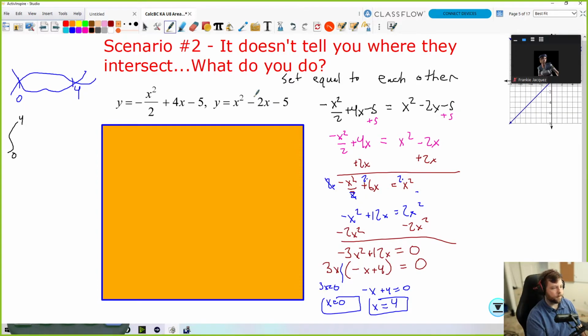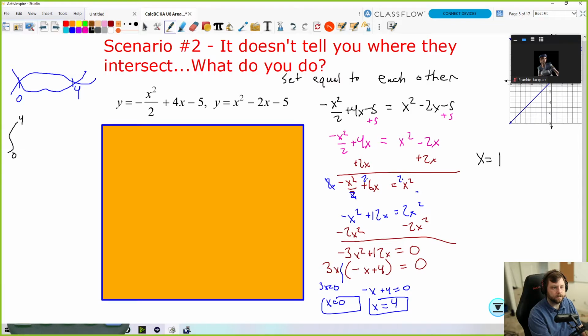Now here's my problem. I don't know which one's the top. So I can use absolute value, but let's say I want to figure out the top. I know they intersect only at these 2 points, so everything in between, one of them's always on the top and one's on the bottom. So I'm just going to take some random value between 0 and 4. Let's just take like 1. X equals 1. So what if x was equal to 1?